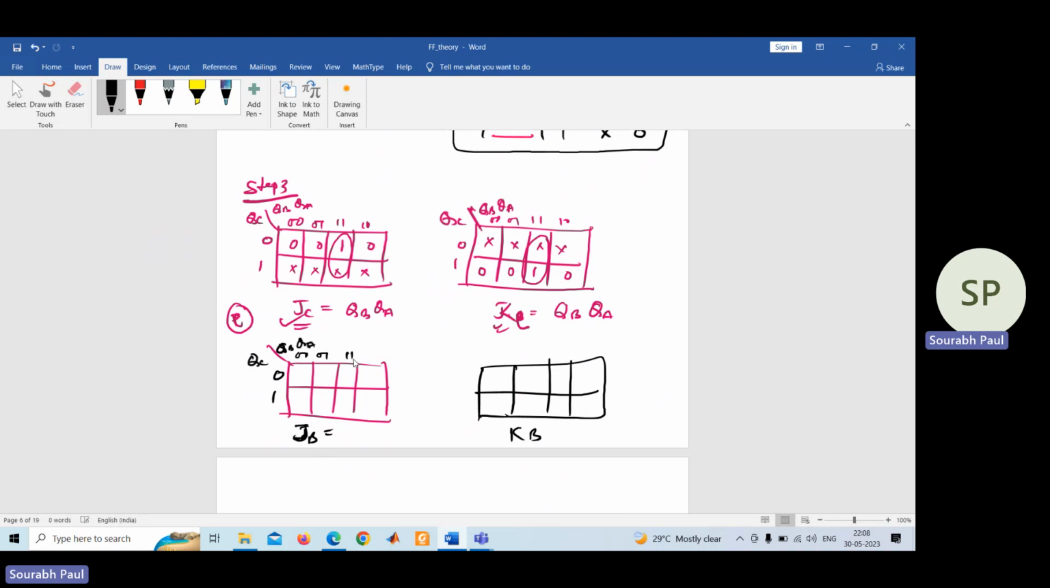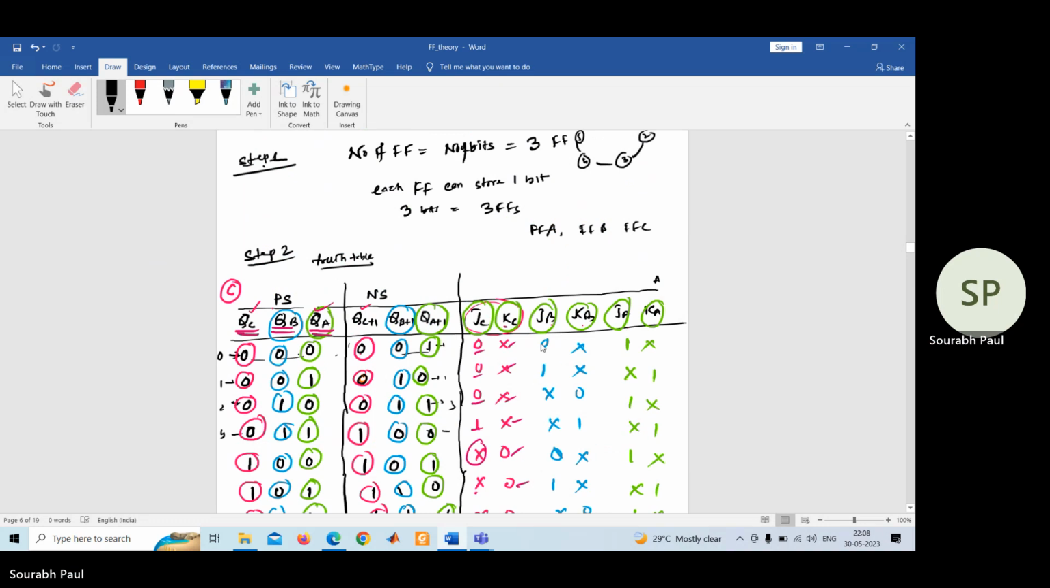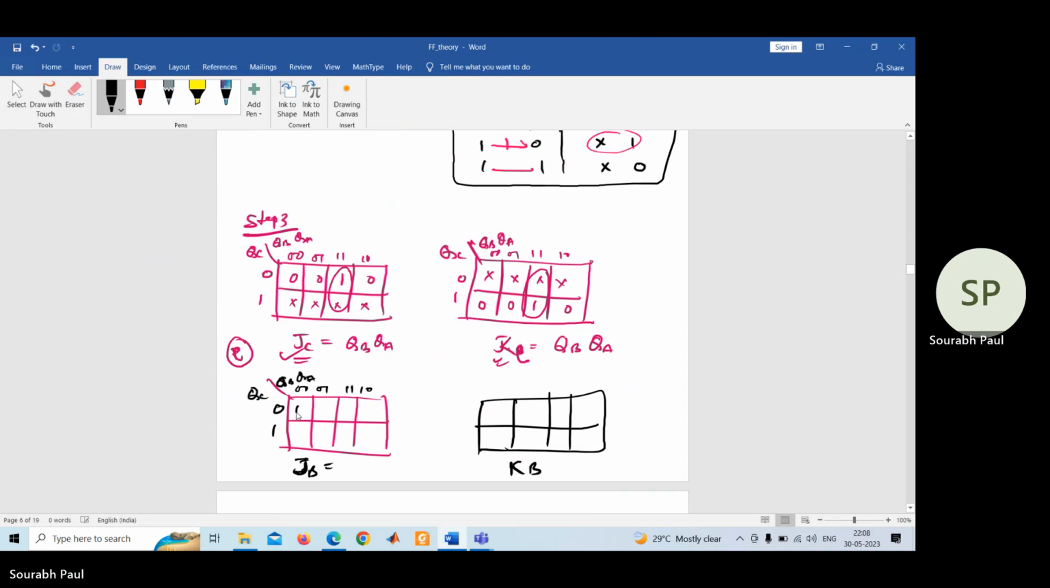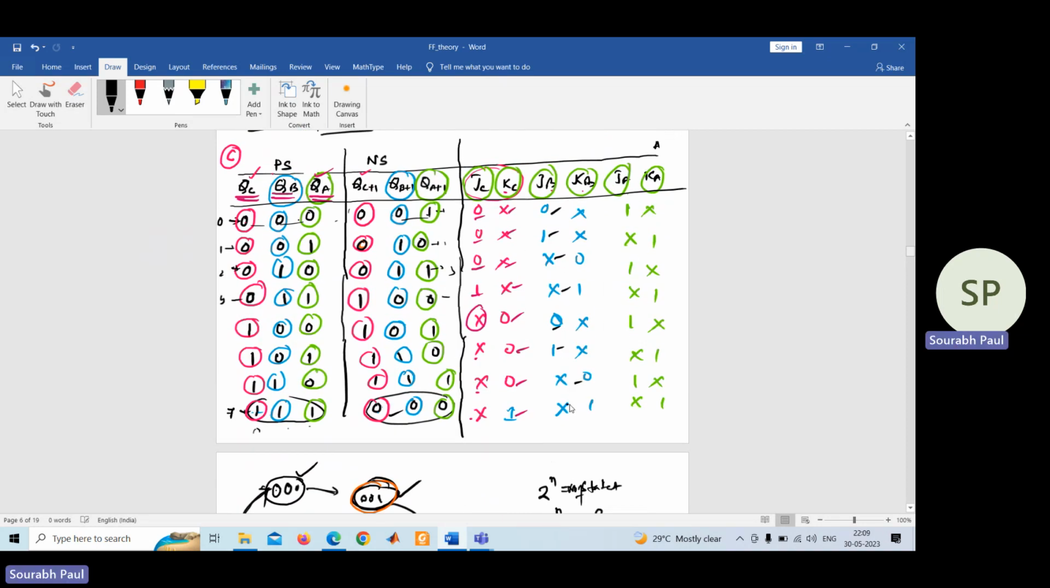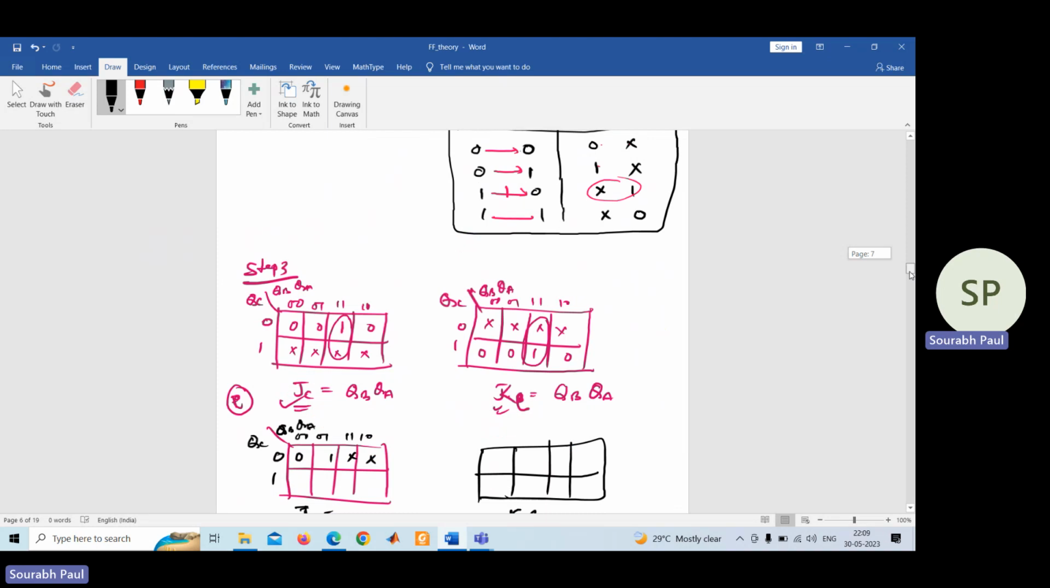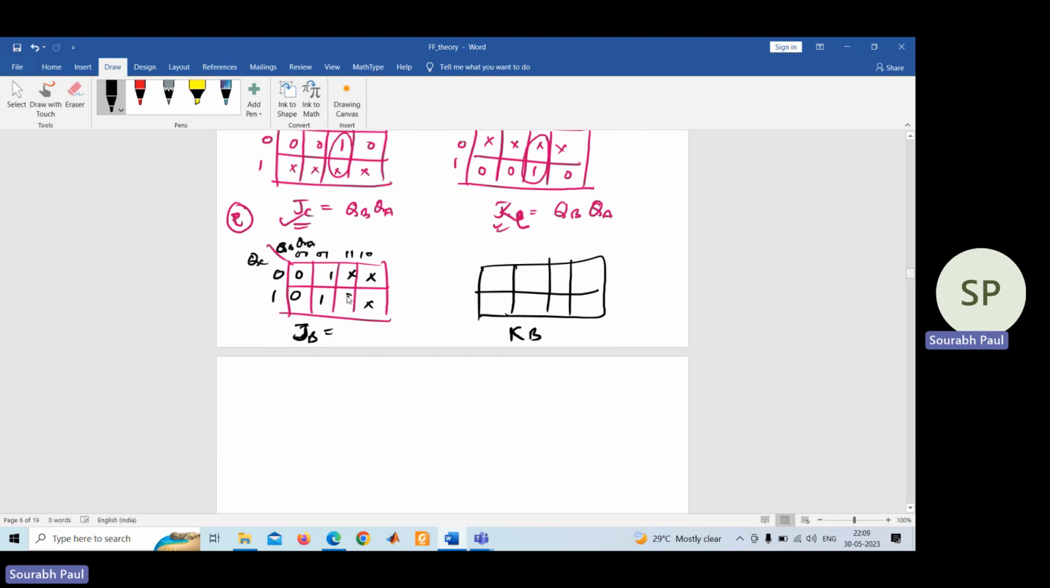0, 0, 0, 1, 1, 1, 1, 0. So see the JB values: 0, 1, X, X. 0, 1, don't care, don't care. Then you have 0, 1, don't care, don't care, and again 0, 1, don't care, don't care. Now, if we make a quad using these 4, then what will we get? We'll get QA, according to the K-map.